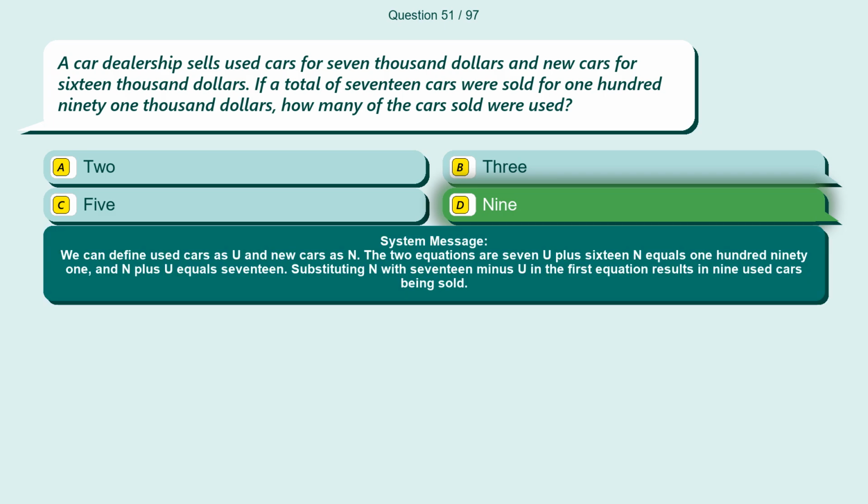We can define used cars as U and new cars as N. The two equations are 7U plus 16N equals 191, and N plus U equals 17. Substituting N with 17 minus U in the first equation results in 9 used cars being sold.